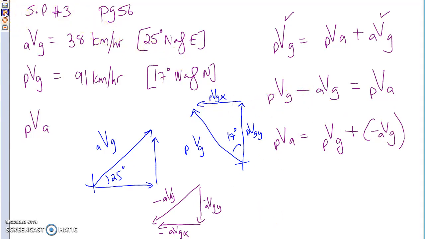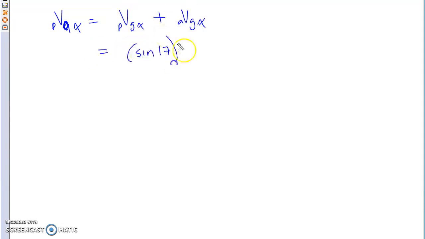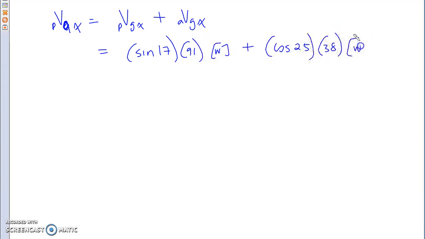Okay, so let's erase this and let's continue with the question. We'll start with VPAX, which is made up of VPGX plus VAGX. You end up with sine of 17 times 91, which is going west, plus cos of 25 times 38, which is also going west. Both diagrams, if you see, are going in the westerly direction.